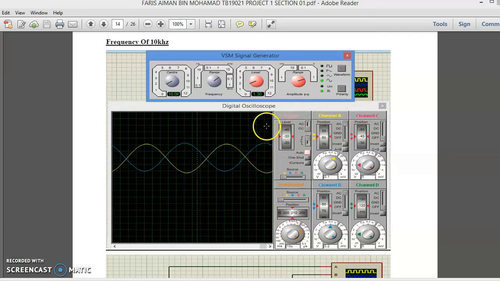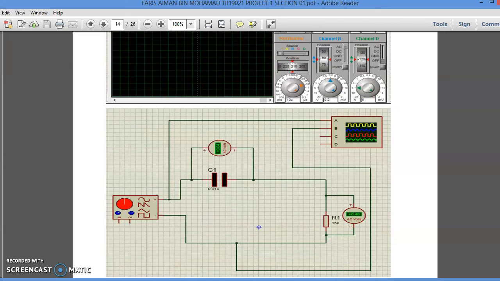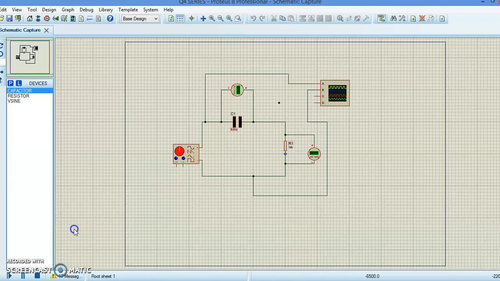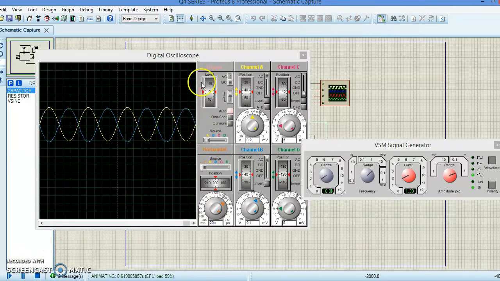Okay, for the frequency of 10 kHz, like this, and the value for the volt is 0.46. The simulation like this that I get. The graph is like this.